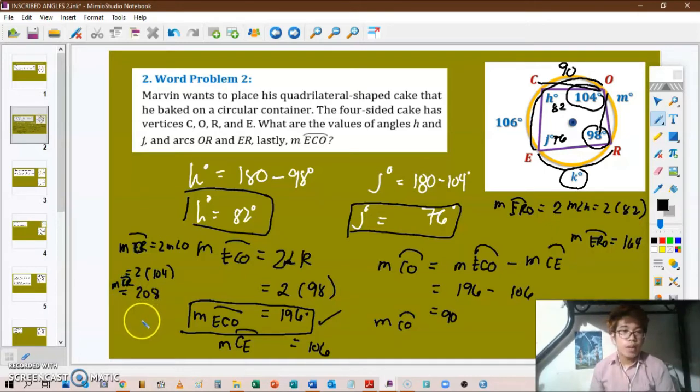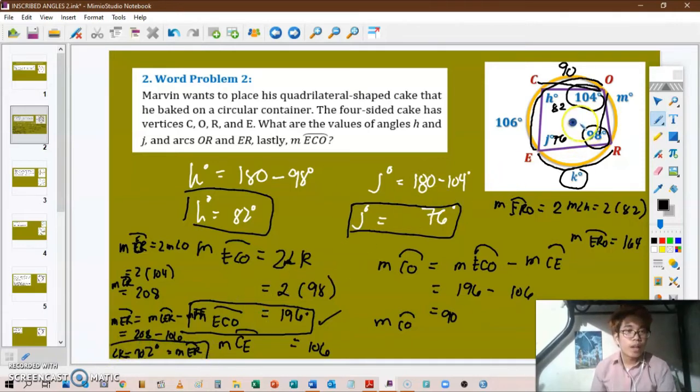To get the measurement of arc ER, it's going to be equal to the measurement of arc CER minus the measurement of arc CE. CER is equal to, again, 208, and 208 minus 106 gives us 102 degrees. Therefore, this is the measurement of angle K, and also the measurement of arc ER is 102 degrees.